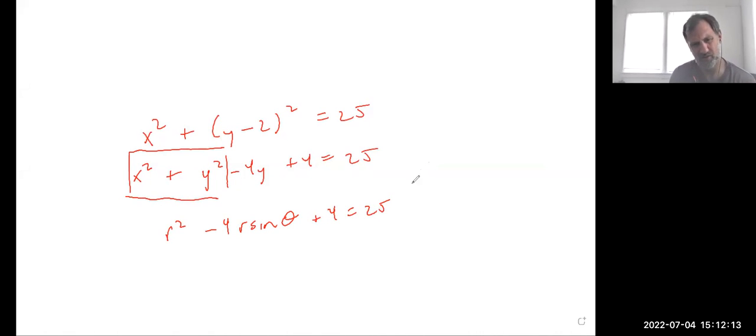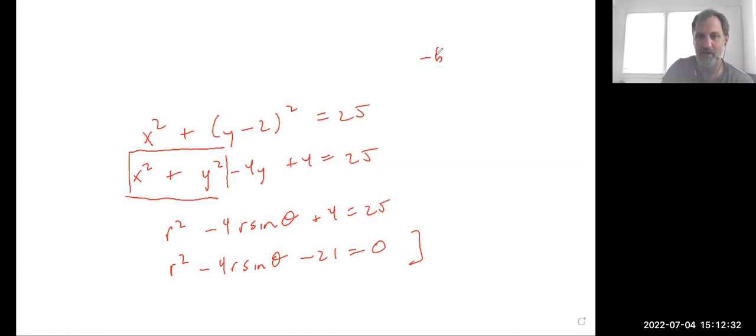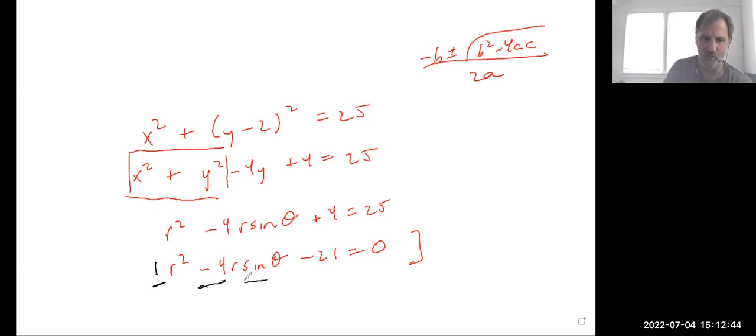Okay, so now, let's see. I'm going to bring everything over to one side because I have a quadratic in r. And if I'm trying to solve for r, then I need to figure out a form that's going to work. I'm just going to use the quadratic formula from here: minus b plus or minus the square root of b squared minus 4ac over 2a. So my coefficients are: a is 1, b is -4 sine theta, and c is -21.